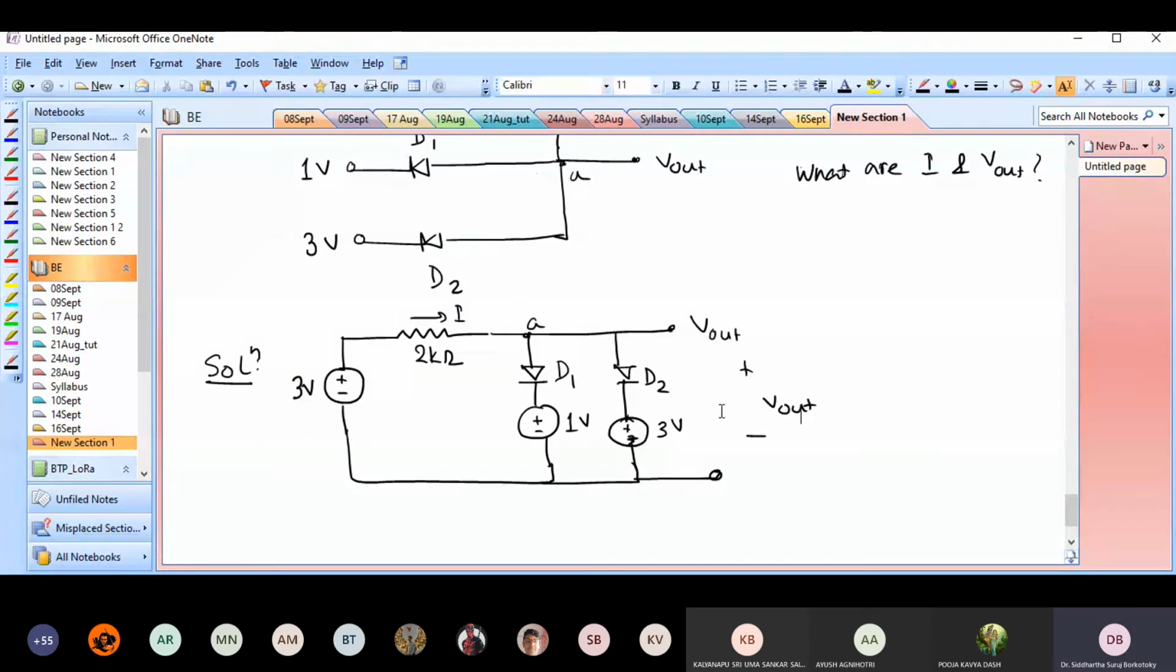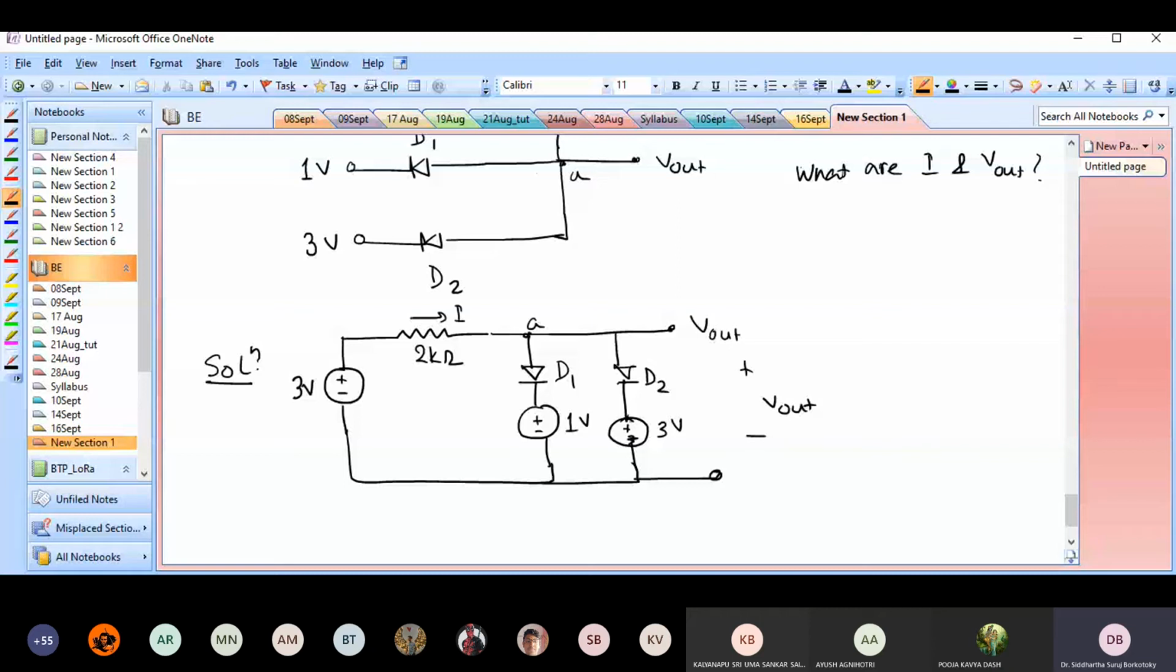So this is what I have, and I am asked to find out what V out is. To find V out, we first need to find out whether the diodes are conducting or not. If both the diodes are not conducting, then V out would be just 3 volts, right? If none of the diodes are conducting, you don't have to do anything. You just look at this circuit and answer the question. But now let's see what's going on.